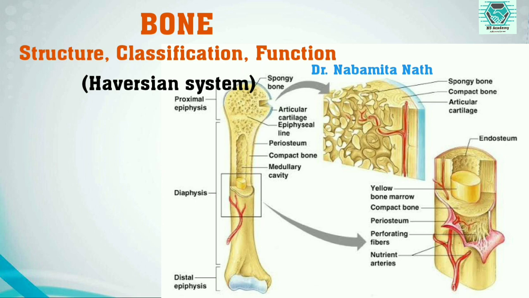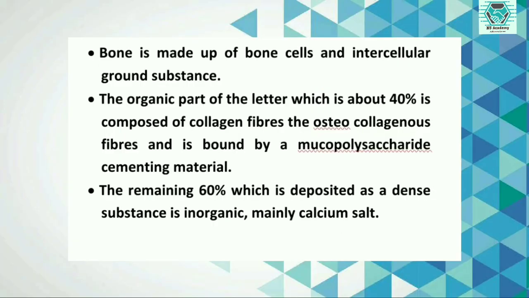Bone is the hardest connective tissue of our body. Today's discussion involves the structure, the classification and the function of bone. Some important points regarding bone are: number 1, bone is made up of bone cells and intercellular ground substance.